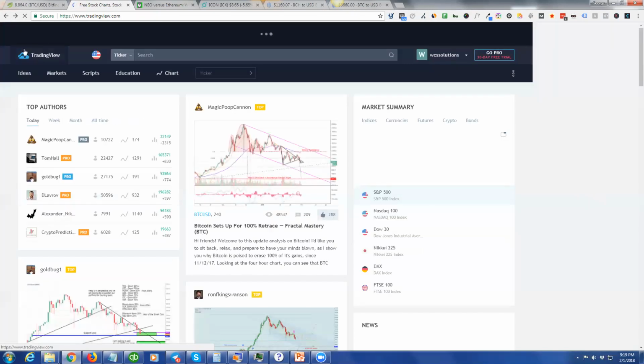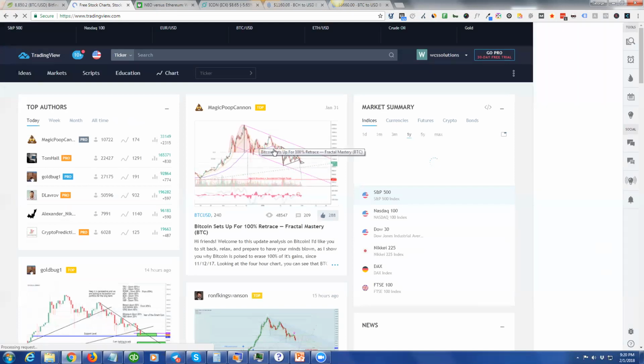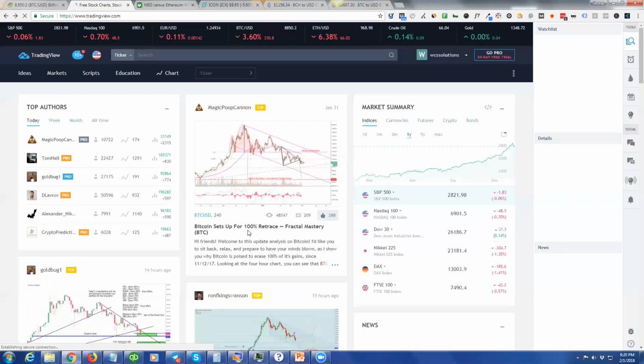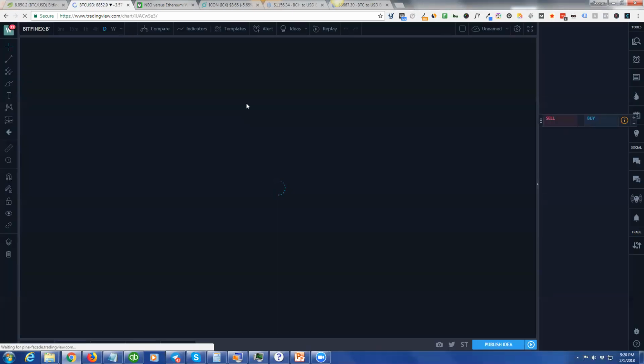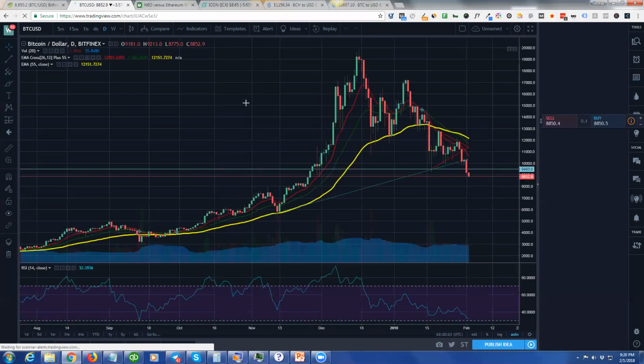So if you go to tradingview.com, you can get market information. You can get ideas. People post charts and where they think things are going to happen. This guy's talking about setting up 100% retracement. You can look at what some people are saying. And then from here, you just click on your charts, and it will take you over to the charting. So you can see some pretty good news there and all that kind of stuff.